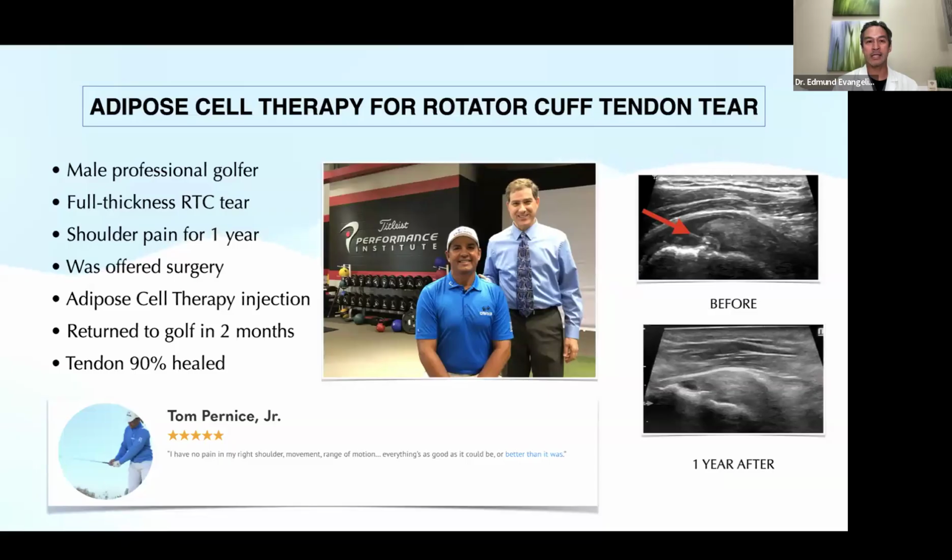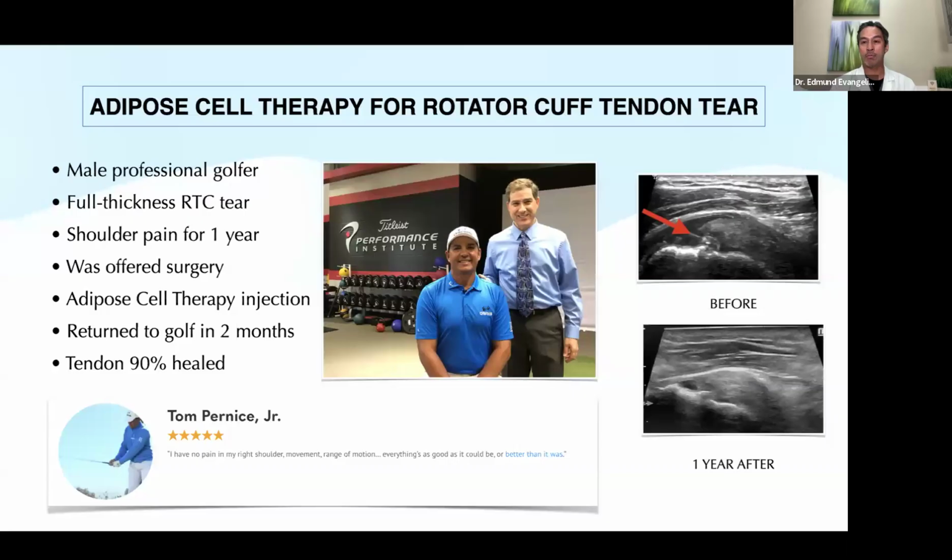I'm going to go over some case studies. So this is a patient of Dr. Rogers, treated a few years ago. Professional golfer, full thickness rotator cuff tear, shoulder pain for a year, was offered surgery, but he decided to pursue trying the MFAT procedure. He was able to return to golf in 2 months, and follow-up ultrasound showed significant 90% healing of that large tendon tear. You can see the before and after ultrasound pictures on the right side.